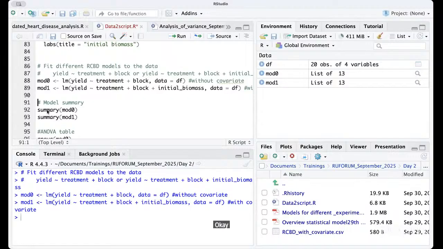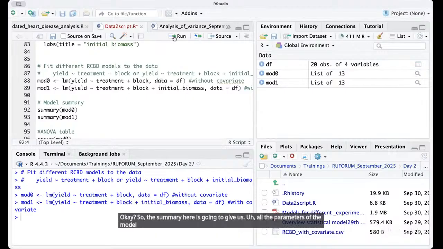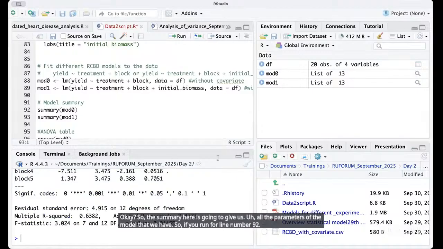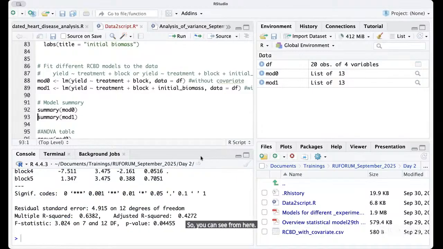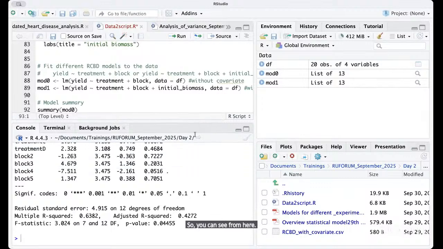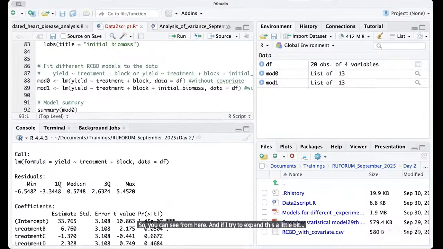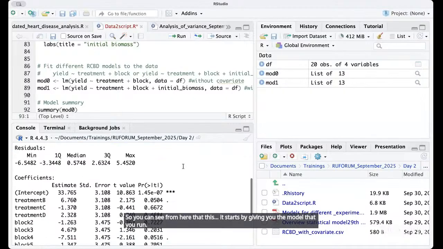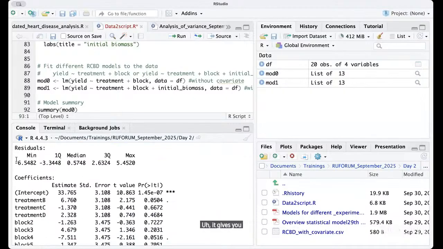The summary here is going to give us all the parameters of the model that we have. If you run line number 92, let me first expand this a little bit. You can see that it starts by giving you the model that you've run. It gives you the minimum residual, the maximum residual, and then the other ones.